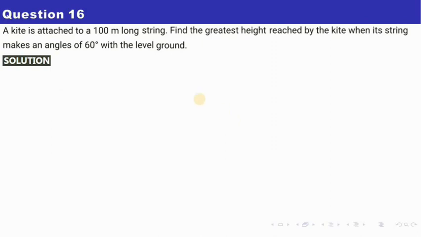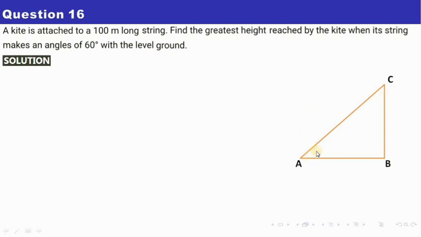Here's a similar kind of question for you. A kite is attached to a 100-meter long string. Find the greatest height reached by the kite when its string makes an angle of 60 degree with the ground level. This will be your homework. I'll just give you the diagram. This AC will be the length of the string, and this string is making an angle of 60 degree with the ground. They are asking what the height reached by the kite will be, so you need to find this height.